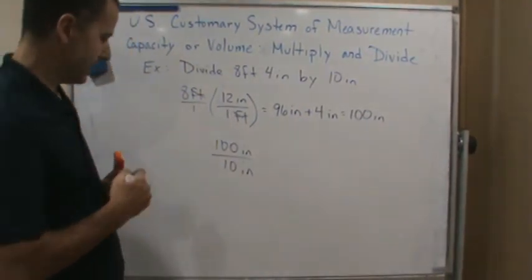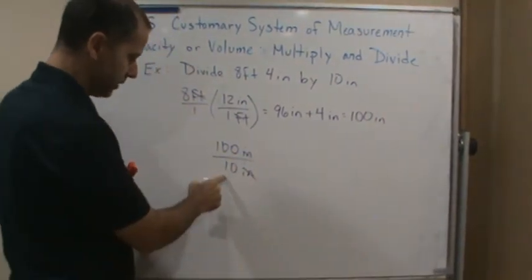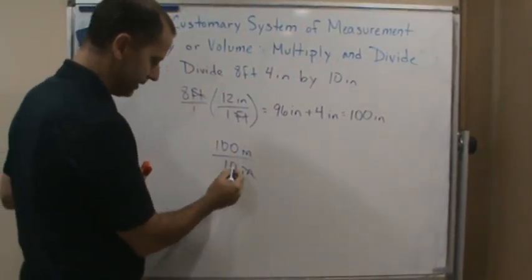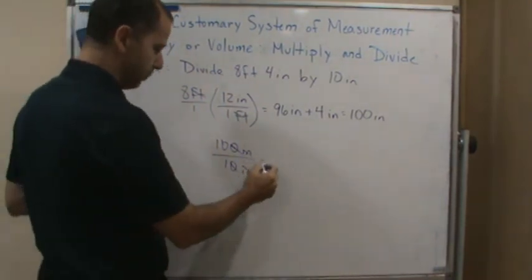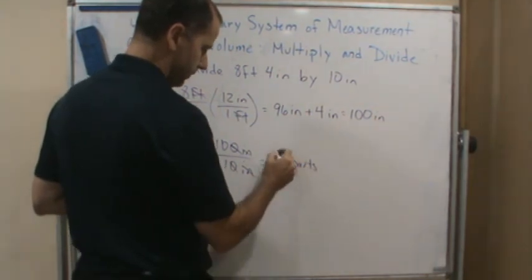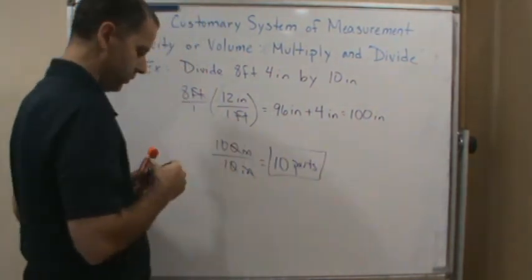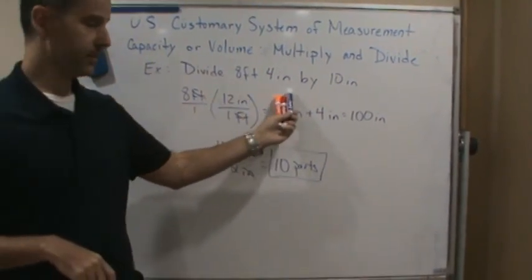So now, in this case, these are going to cancel, and of course, now I can see that this is easily divisible because this is going to cancel with this, and I end up with 10 parts. So 10 parts can be manufactured from this length of tubing.